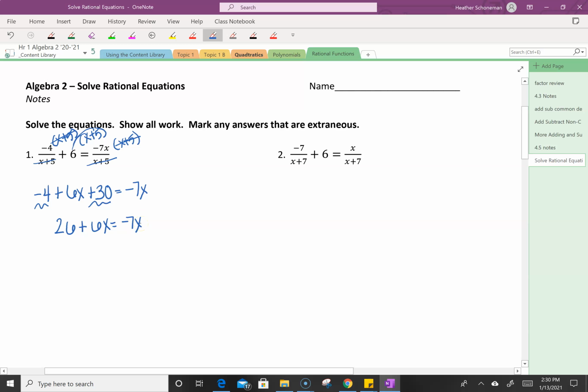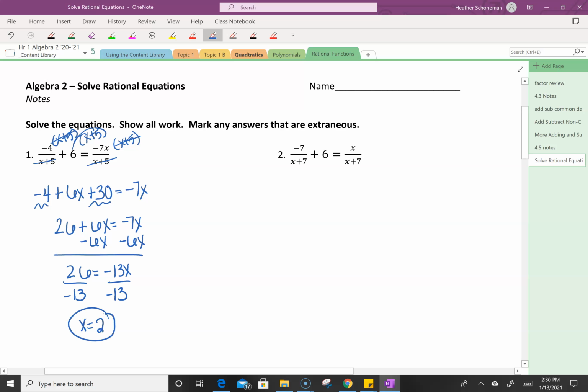This equation is linear. I know that because the exponents are these invisible ones. So to solve a linear equation, I'm going to put all the x's on one side, all the numbers on the other, and then divide. So I'm going to subtract 6x from both sides. So I get 26 equals negative 13x. Divide by negative 13. And so I get x equals 2.